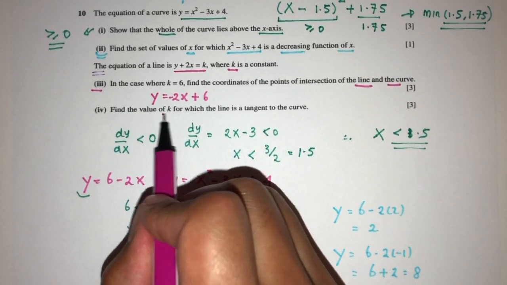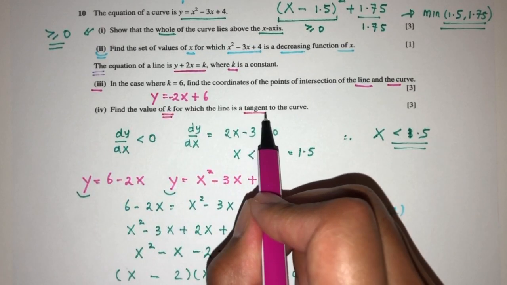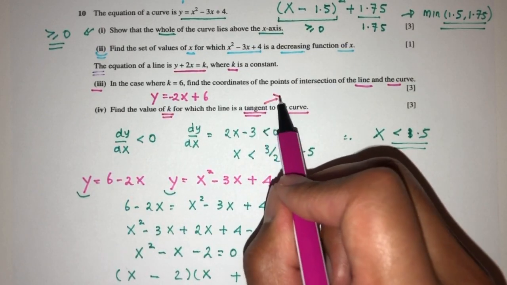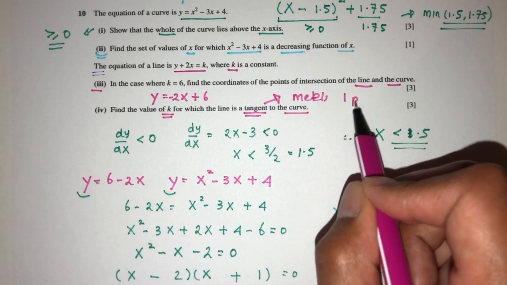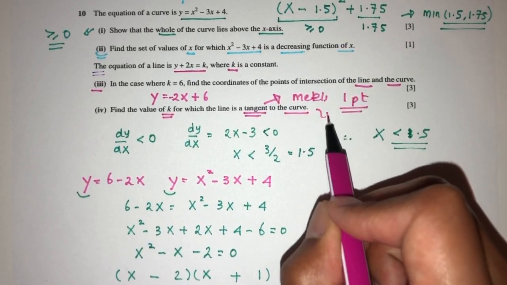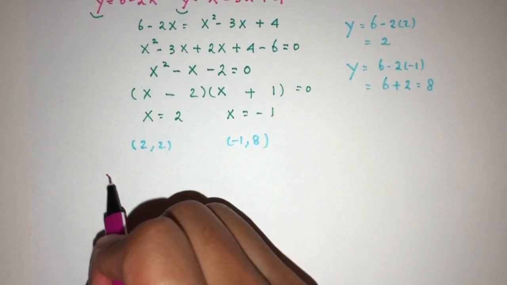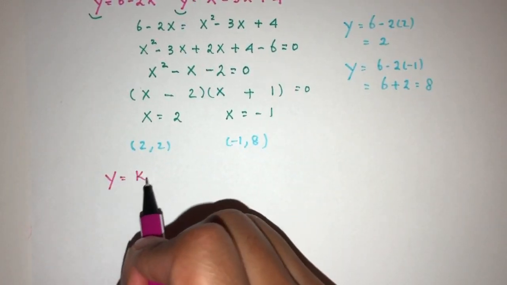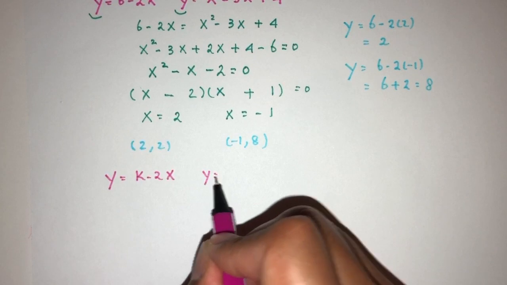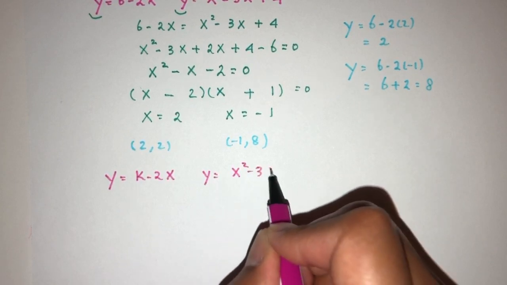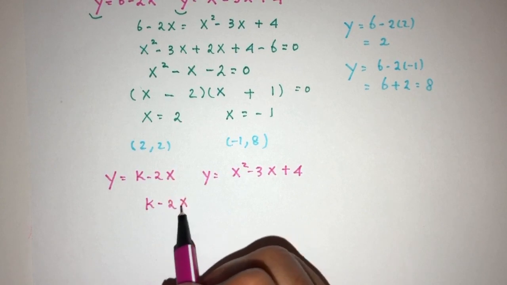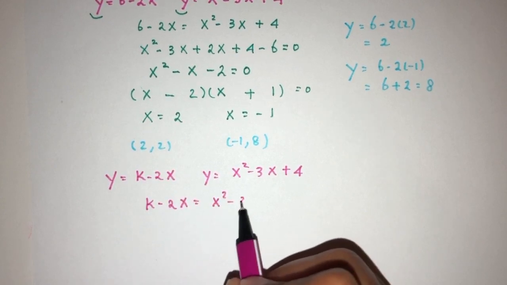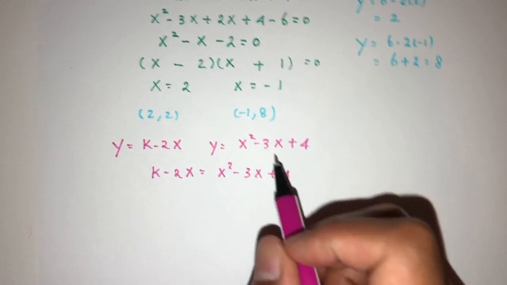We have to find the value of k for which the line is a tangent to the curve. Now, tangent to the curve means it meets the line at only one point. That's what it means. It means that it has only one solution. So pretty easy. Here we have y equal to k minus 2x and y equal to x squared minus 3x plus 4. Solve. On one side you have this, and on the other side you will have this, right? And then you will have what?